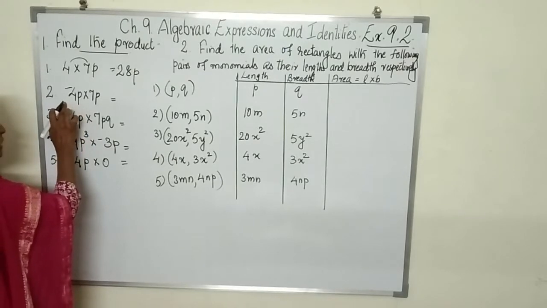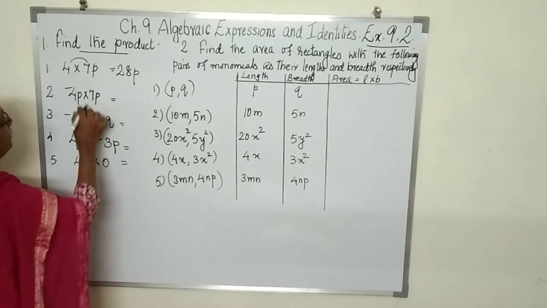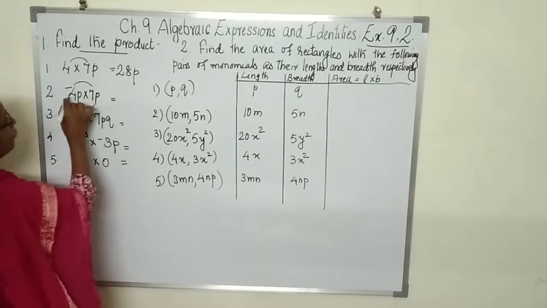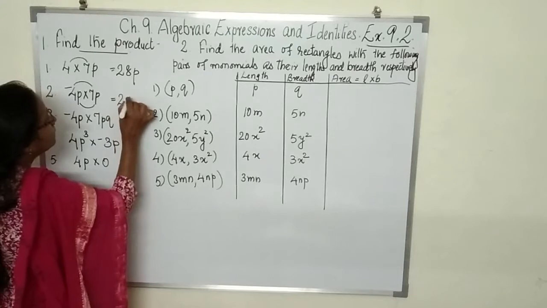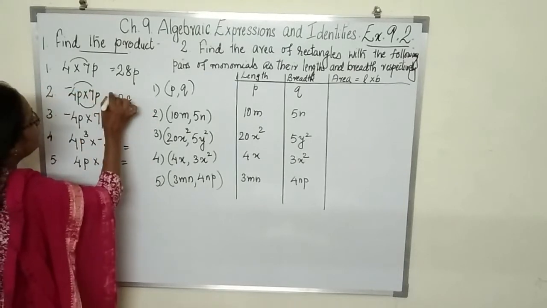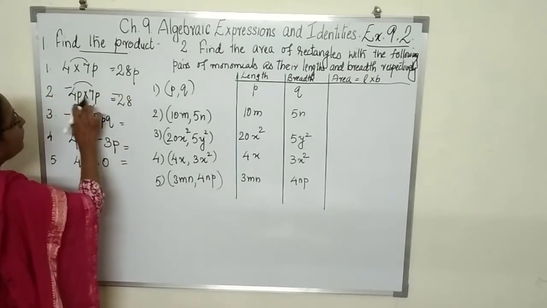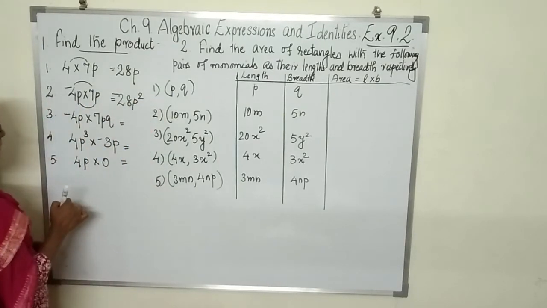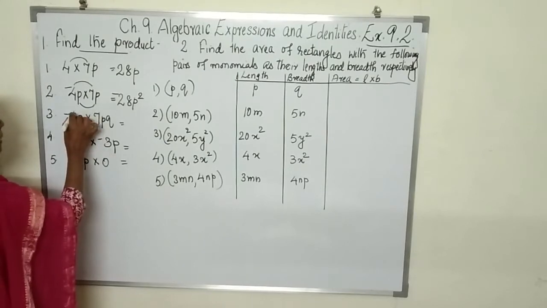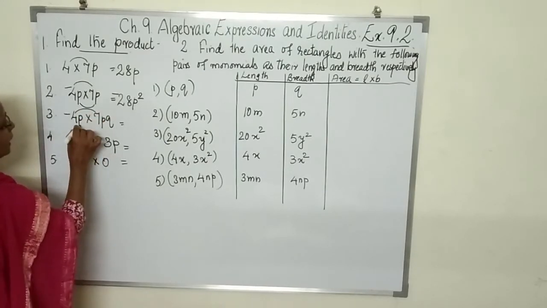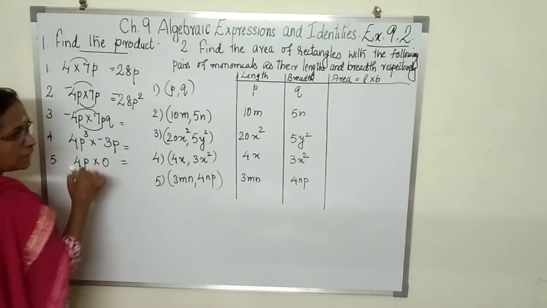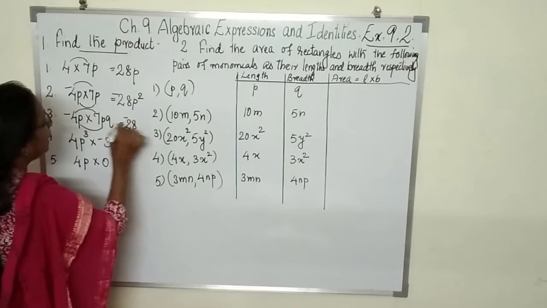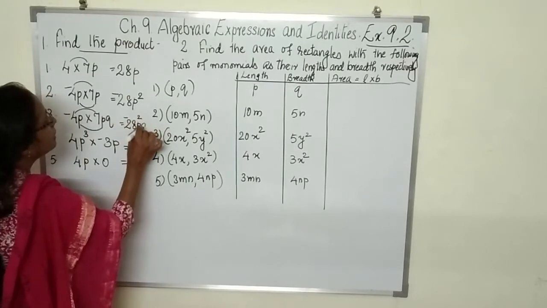Here, minus 4p multiplied by 7p. So minus 4 and 7 to multiply, p and p to multiply. 4 7s are again 28, but since there is a negative sign here, p into p, p square. Here again minus 4 into 7, p into p, and q alone. So 4 7s are again 28, p square q.